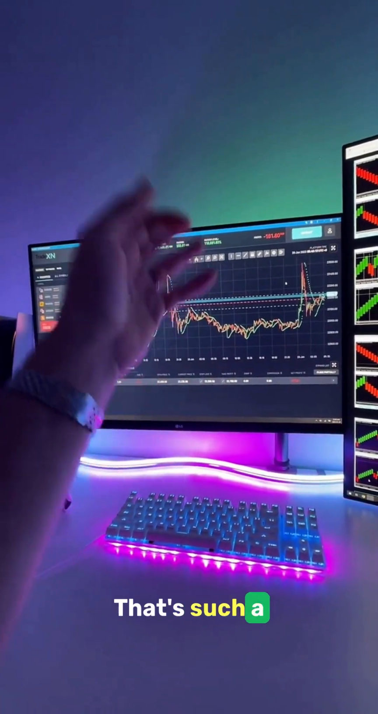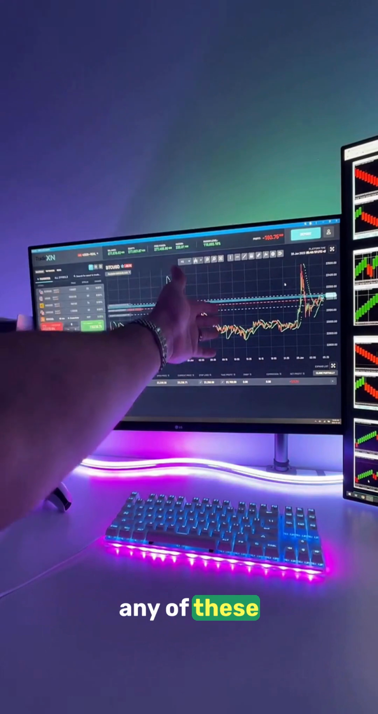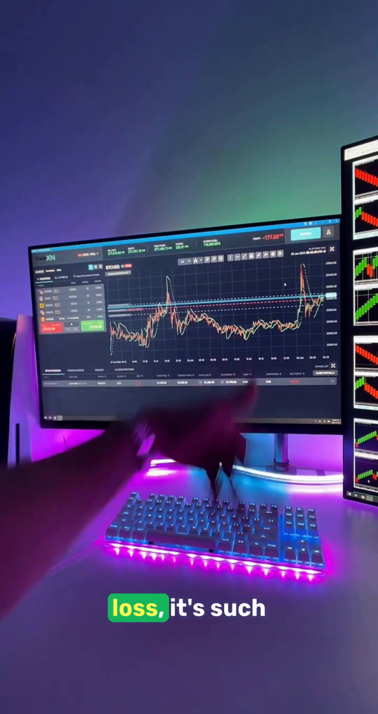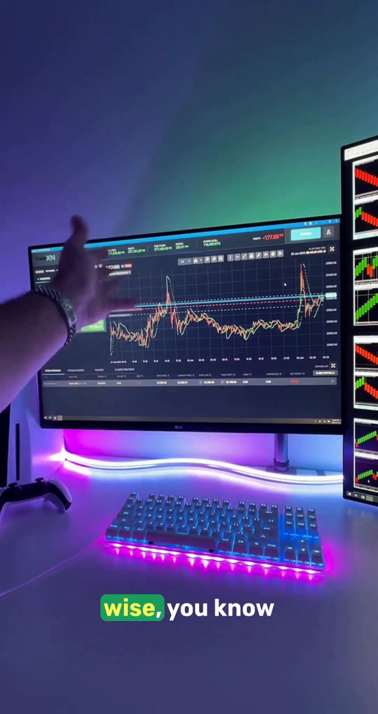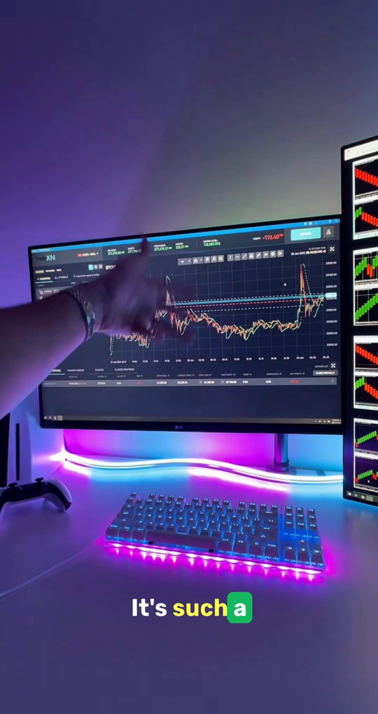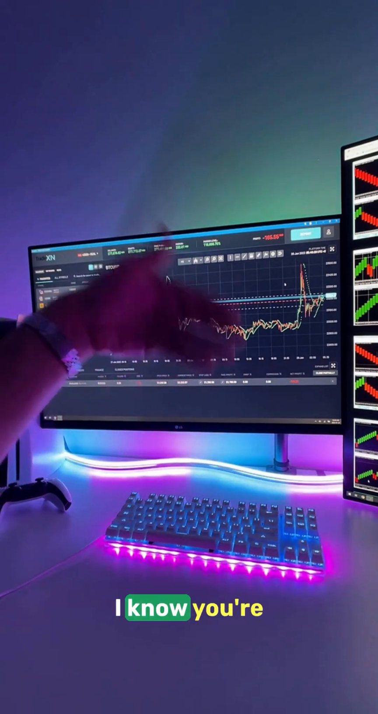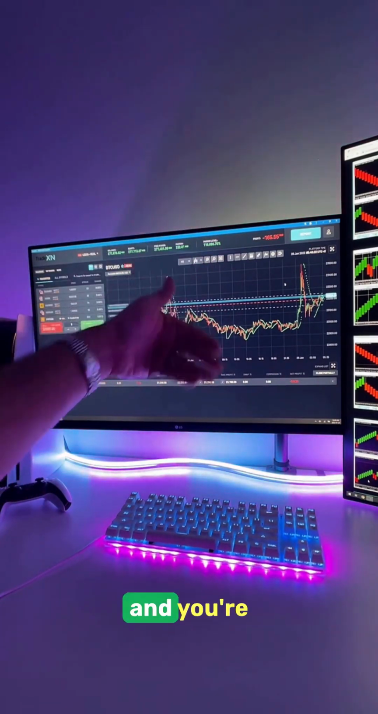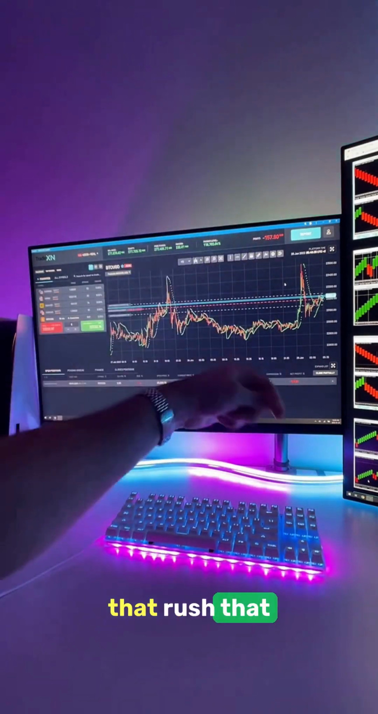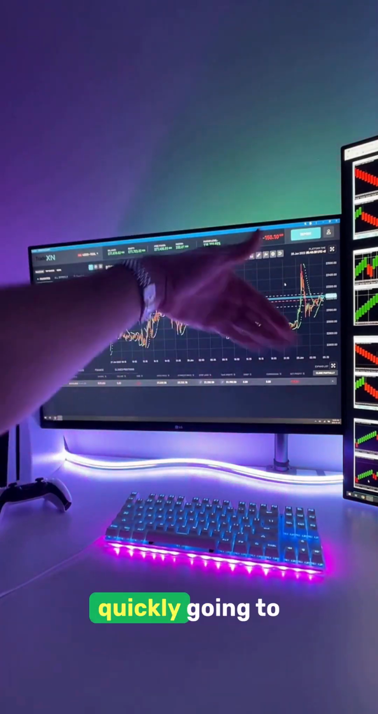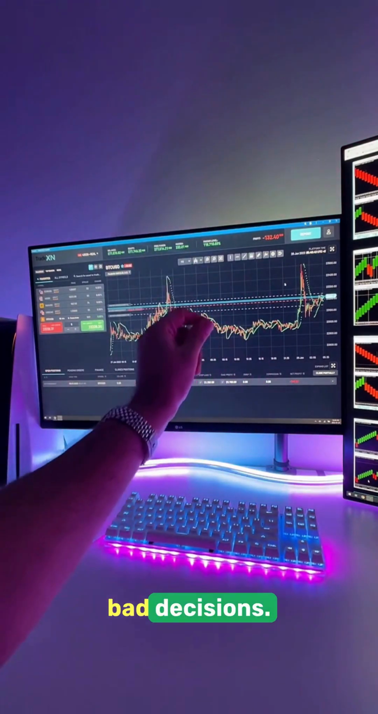Okay, that's such a big thing, because usually when a trade for you or for any of these traders hits stop loss, it's such a huge hit mentally and account wise. You know what I mean? It's such a big hit for a lot of people, because I know you guys are doing this. I know you're starting an account with like 200 and you're trying to make that into 2,000. And I'm telling you, because of that rush that you're trying to get, okay, I'm quickly going to do this, because of that rush, you're making very, very bad decisions.